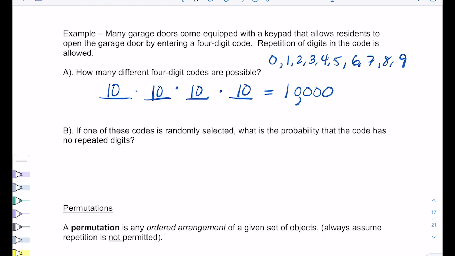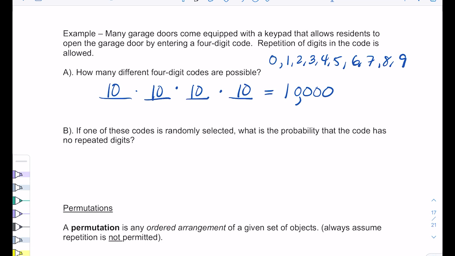Although people are getting better at that now. So that's why they're increasing the number of digits you can use for your passcode to get into your phone, or you have this 2-factor authentication now to get into things. It's because hackers are figuring out ways to determine codes, and it is what we're doing right now. It's the counting principle, and they're looking at cryptography and number theory.